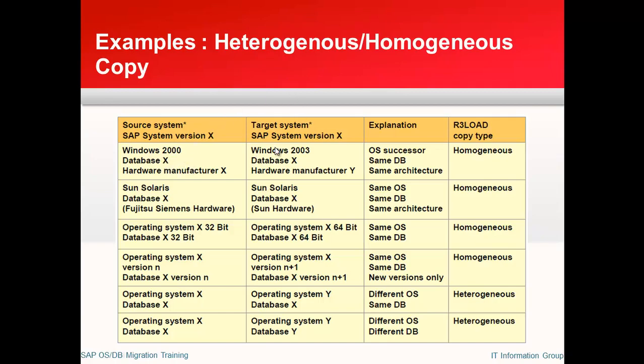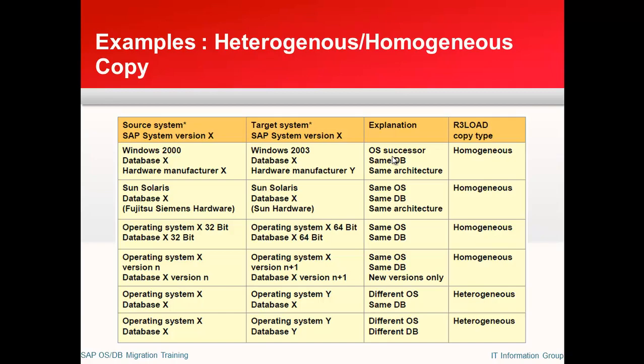In the target, your new target system is going to be say Windows 2003, your database is say X, your hardware manufacturer is Y. So what has happened in this particular example is that with the OS, we are going to a successor OS, because Windows 2000 is getting upgraded to a newer version of the Windows operating system. So this we will call a homogeneous.